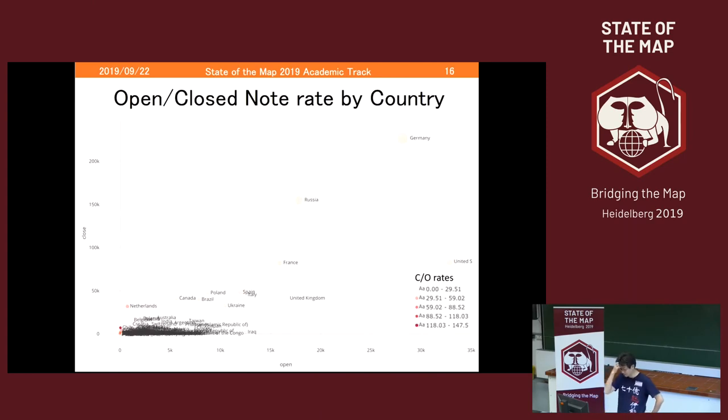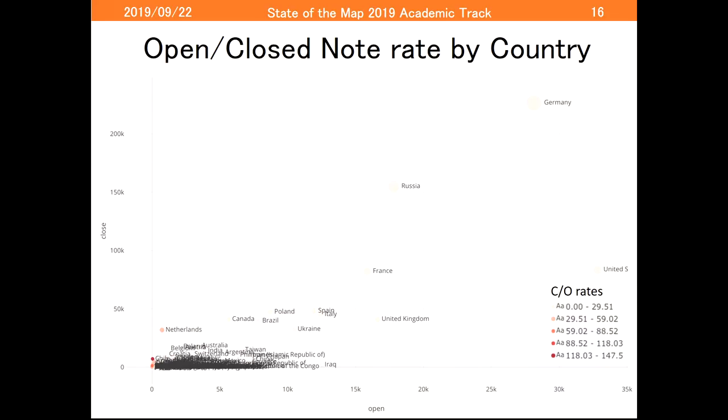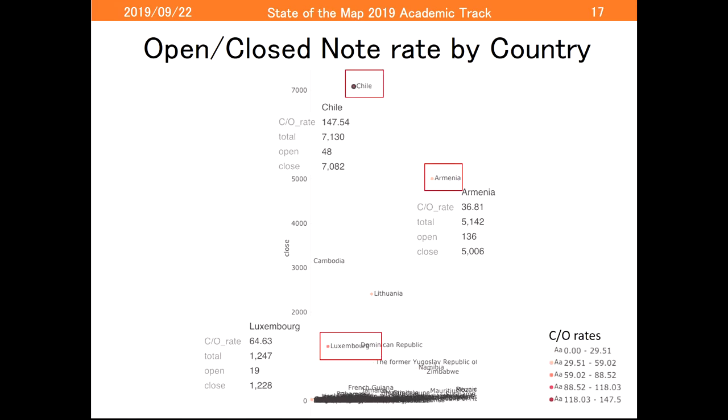And changing the perspective, the open and closed note rate by country level, all right? So anyway, we can show the highest countries: Germany, Russia, France and the United States, right? However, we notice a lower rate. For example, Chile, Armenia, and Luxembourg have a high closed rate by country, right?